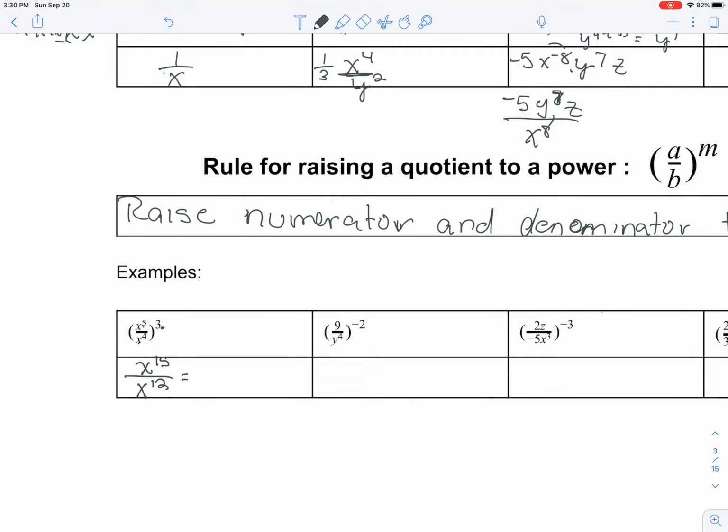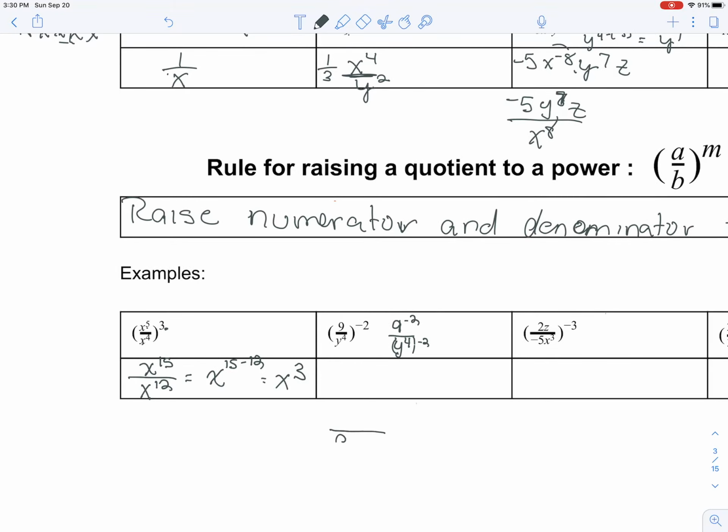9 over y to the 4th raised to the negative 2 is going to be 9 to the negative 2, y to the 4th raised to the negative 2. So remember, because the exponents are negative, a negative exponent at the top goes to the bottom. So this is going to be 9 squared. Y to the 4th goes to the top. That's going to be y to the negative 8. I'm just going to go ahead and multiply that out. I'm sorry, it went to the top, so now it's just y to the 8th. So that's y to the 8th over 9 squared, which is 81.